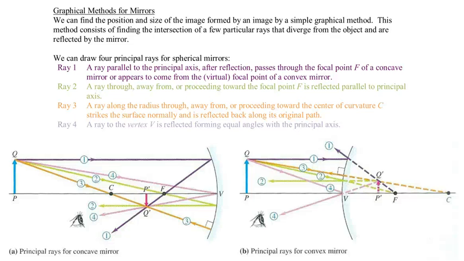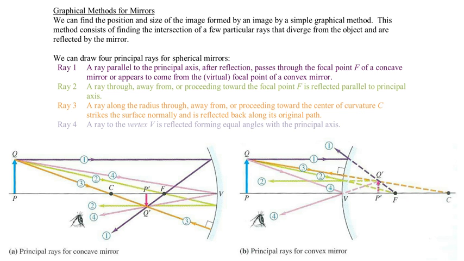Alright, let's discuss how to find the image location in a curved mirror using a graphical method. There are really three ways you can find the image. You could do it experimentally, you could do it mathematically, and you could also do it graphically. So you'll need to know for the test how to do it graphically and mathematically.